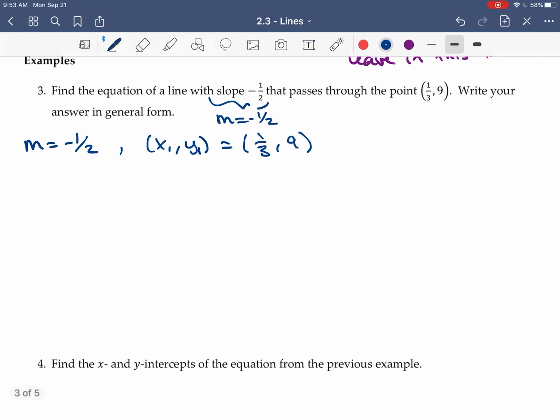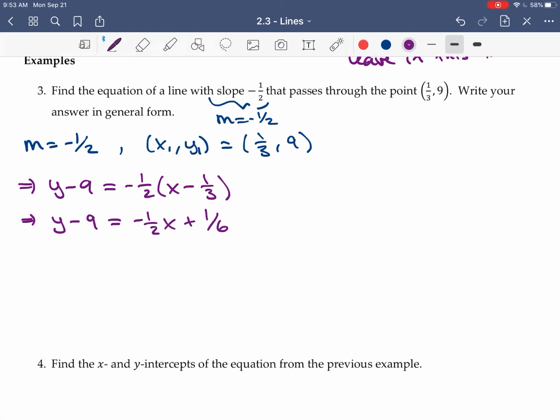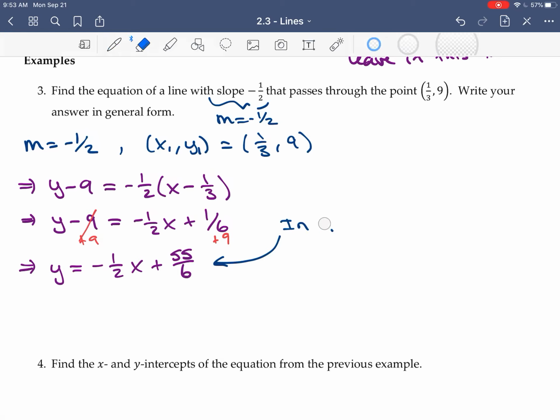So I'm going to use the point-slope form this time. It's going to be y minus 9 is equal to -1/2 times x minus 1/3. That's going to be y minus 9 is equal to -1/2 x plus 1 over 6. And now I want to add 9 to both sides. That gives me y is equal to -1/2 x, and then 1/6 plus 9 is going to be 55 over 6. At this point, we're in slope-intercept form.